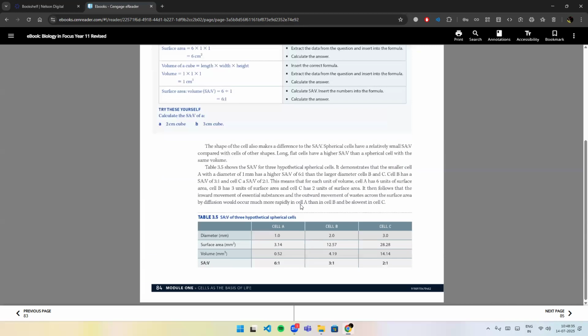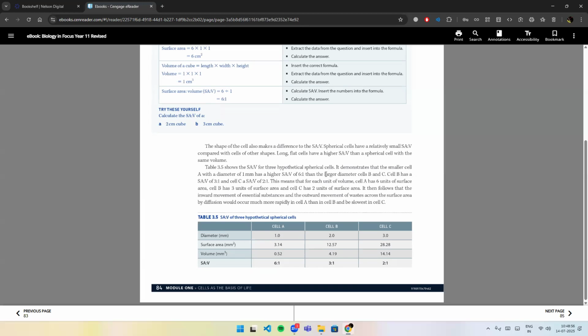The shape of the cell also makes a difference to the surface area volume ratio. Spherical cells have a relatively small surface area volume ratio compared with cells of other shapes. Long, flat cells have a higher surface area volume ratio than a spherical cell with the same volume. Table 3.5 shows the surface area volume ratio for three hypothetical spherical cells.